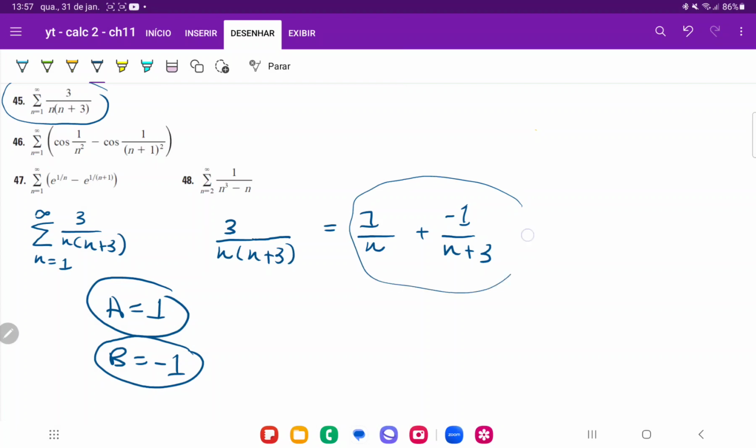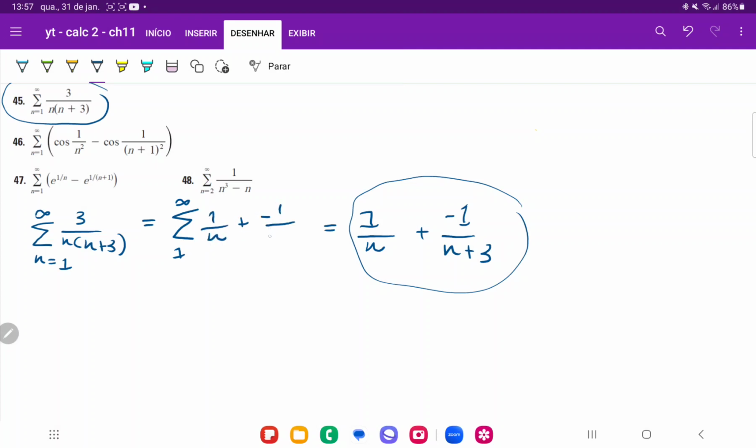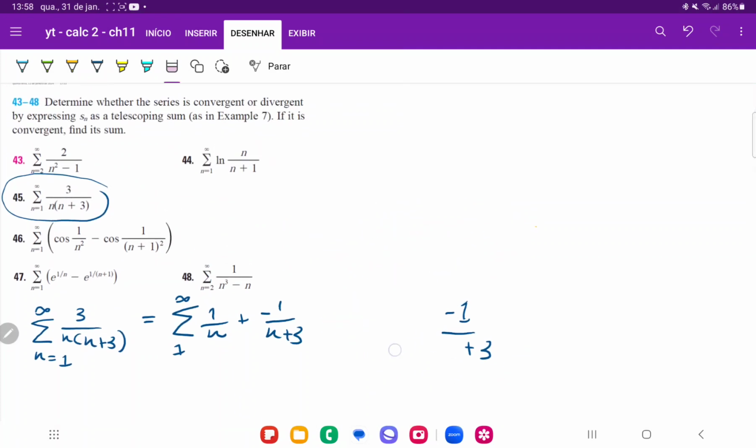And if you want to check this, you can add these fractions and you're going to see that that is in fact going to be 3 over n times (n + 3). So once we have found this, we can then rewrite this series here as the sum from 1 to infinity of 1 over n plus -1 over (n + 3). Okay, so we have done the partial fraction decomposition, but now I'm going to expand this rewritten series here. I'm going to expand it up to n equal to 6, just so that you guys can see what happens here to the patterns. So let's do up to n equal to 6.